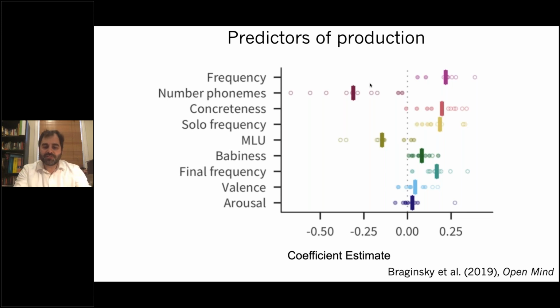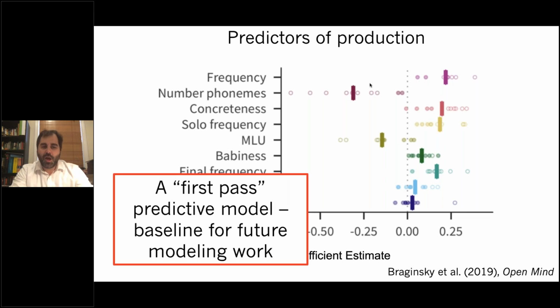Okay, so these coefficients now quantify some of our predictive accuracy using the different predictors that have been in the literature. On the other hand, this is really a first pass predictive model. So this is basically a regression model. It's a baseline for future modeling work.